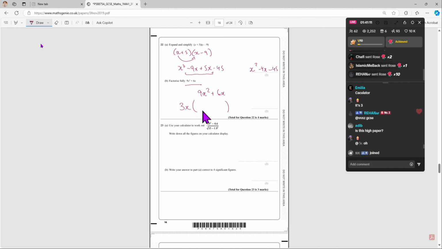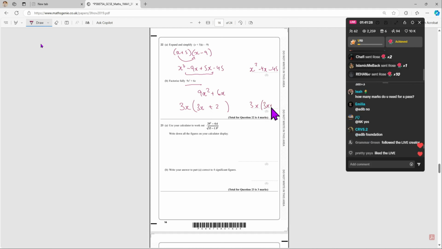And then it's going to be a single bracket. And then we're going to do 9x squared divided by 3x, which will be 3x. And then 6x divided by 3x, which will be plus 2. And that will be your factorized answer. Cool.